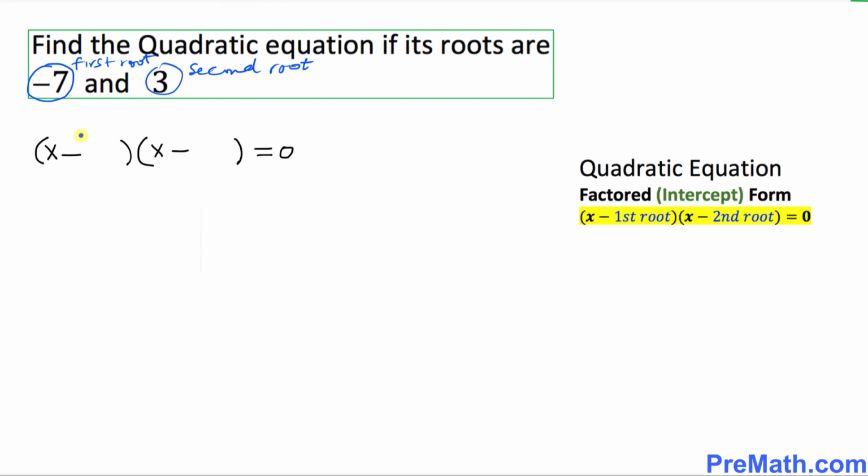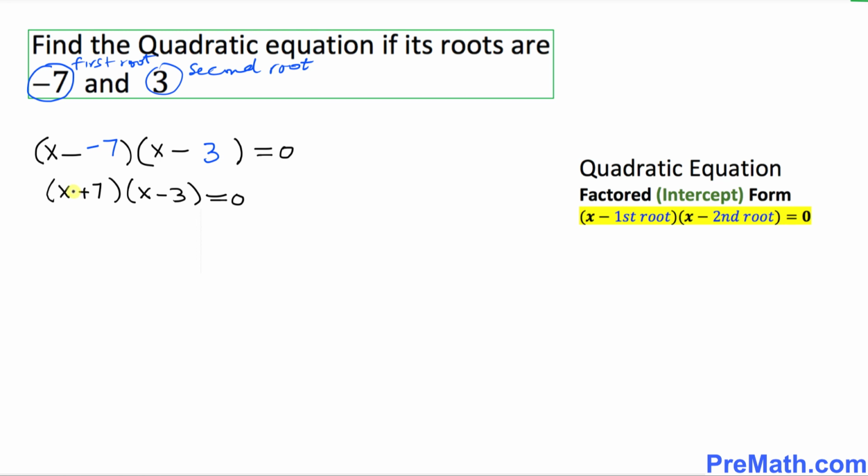So you can see our first root is negative 7. I'm going to put negative 7 over here, and the second root is 3. So far so good. So this negative 7 came from here. So let's simplify this one. We simply got negative and negative next to each other. That becomes positive 7 times x minus 3 equal to 0.